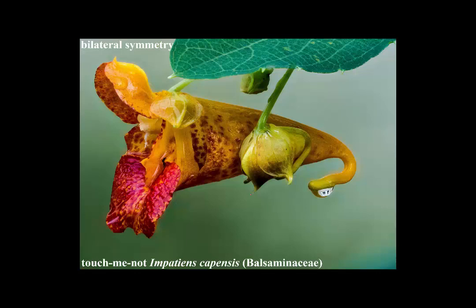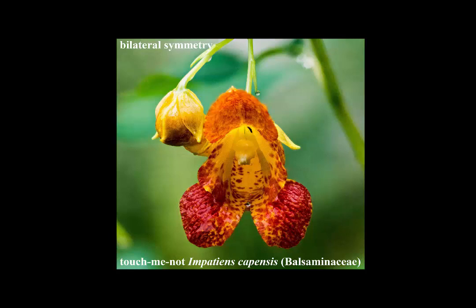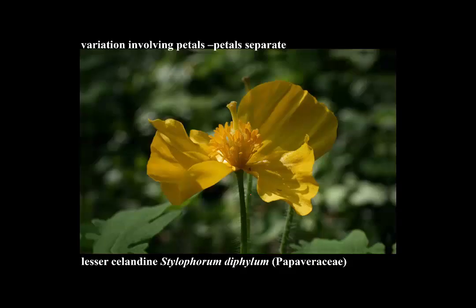Here's an example of a flower with bilateral symmetry. It's called touch-me-not. It's often pollinated by hummingbirds. The red-orange color is a good clue for that. It's got a lot of nectar in the base of this spur. Here's another picture of that flower with bilateral symmetry.